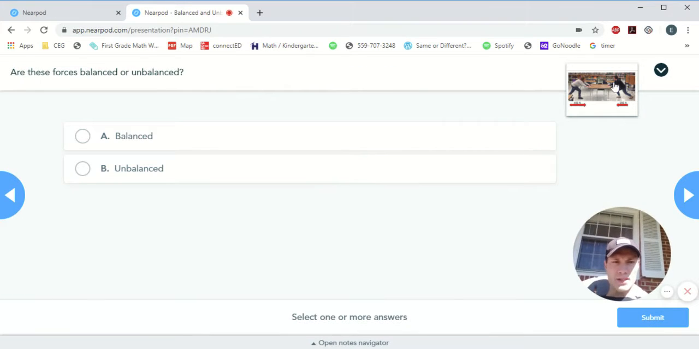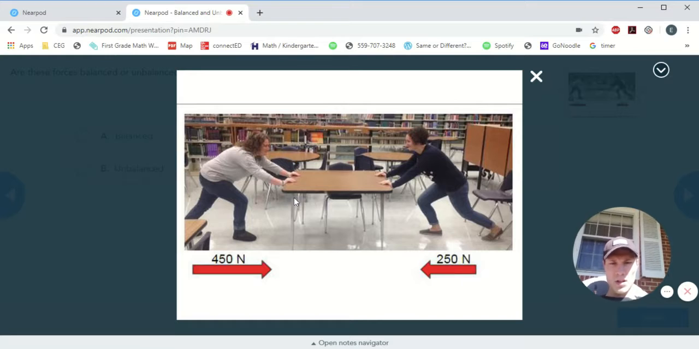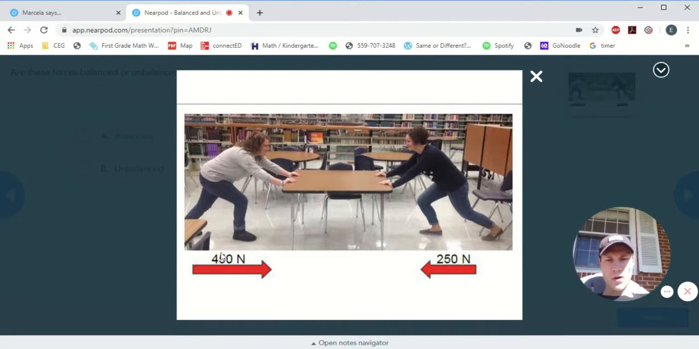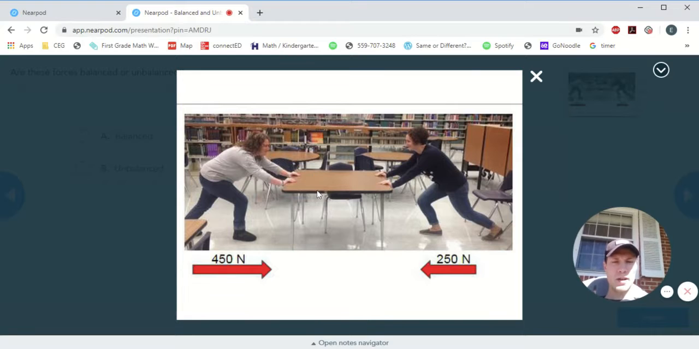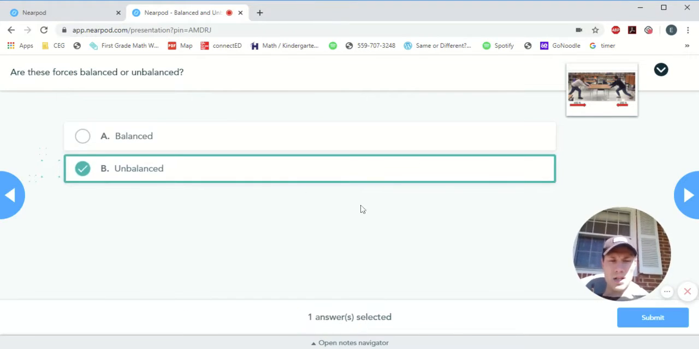Are these forces balanced or unbalanced? Let's look. So this teacher is pushing with a force of 450 newtons, and this one's pushing at a force of 250 newtons. They're going in opposite directions, but one force is way bigger, so this table is going to be in motion towards the right. So we're going to say they're unbalanced. I hope that's what you would say too.